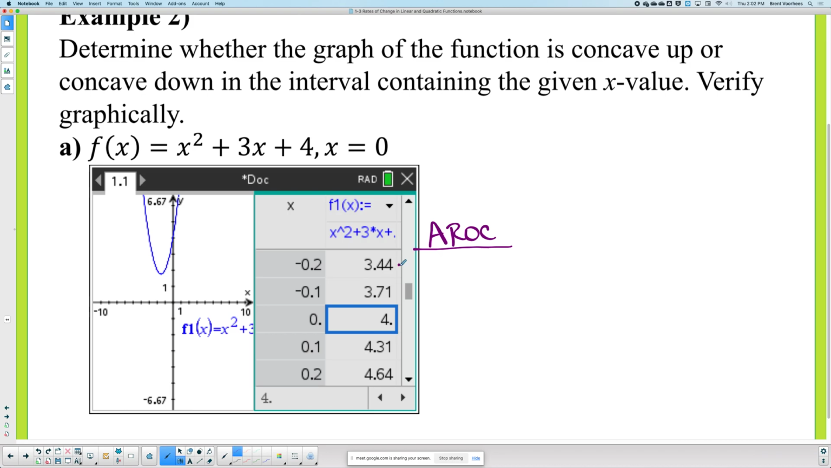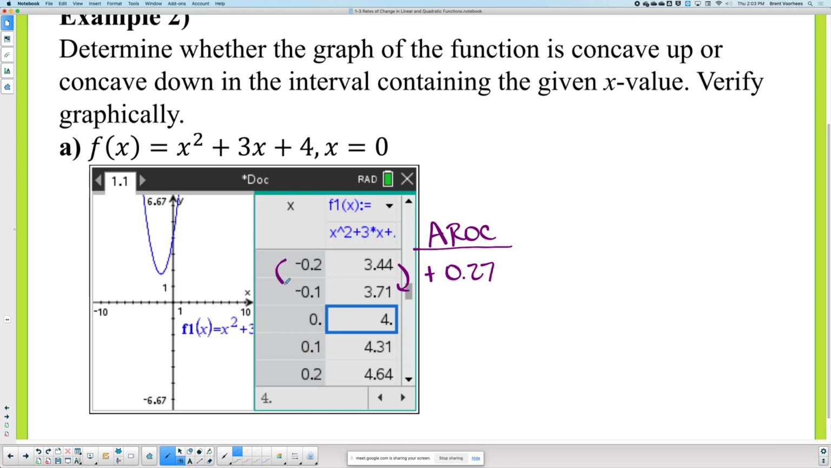Okay, so how much do I change here going from 3.44? We've got some mental math ahead of us here. From 3.44 to 3.71, how much does it increase there? If it was 0.2, it'd go from 4 to 6, so it's going to be 0.27.